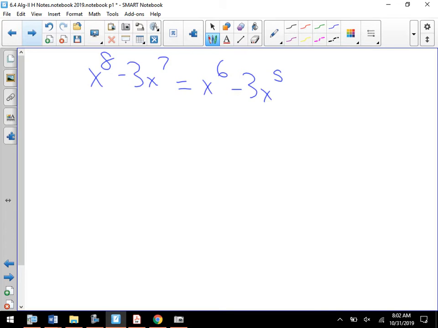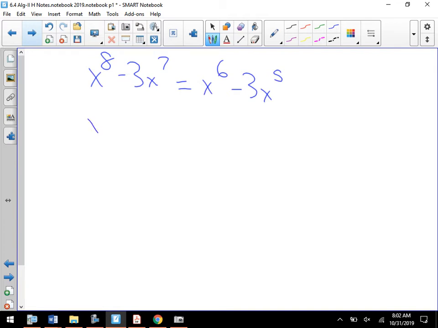Since there's an equals here, what do you have to set one side to? 0. Now, are you going to move the x to the 8th, -3x to the 7th to the right, or are you going to move the x to the 6th and the -3x to the 5th to the left? Go to the left. Keep whatever the highest degree is, you want that to be positive. Always. Okay? Keep your highest degree positive to move everything towards it.